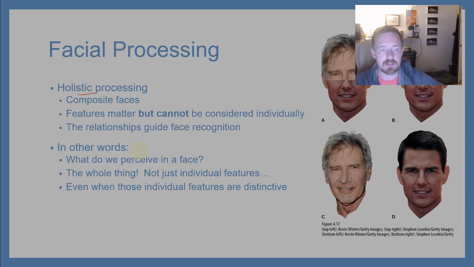So basically, holistic processing is this idea that when we look at a face, what we recognize in it isn't the specific eyebrow or the specific nose shape or the specific bottom lip of any given face. That's not how we recognize it. Instead, we recognize the combination of these features. So we recognize the distance the eyes are from one another. We recognize the distance from the eyes to the bottom of the mouth.